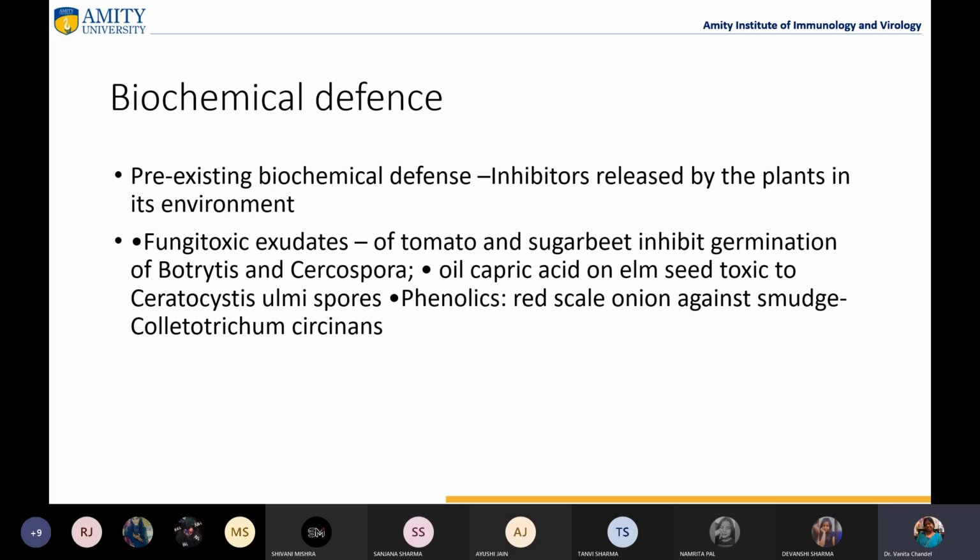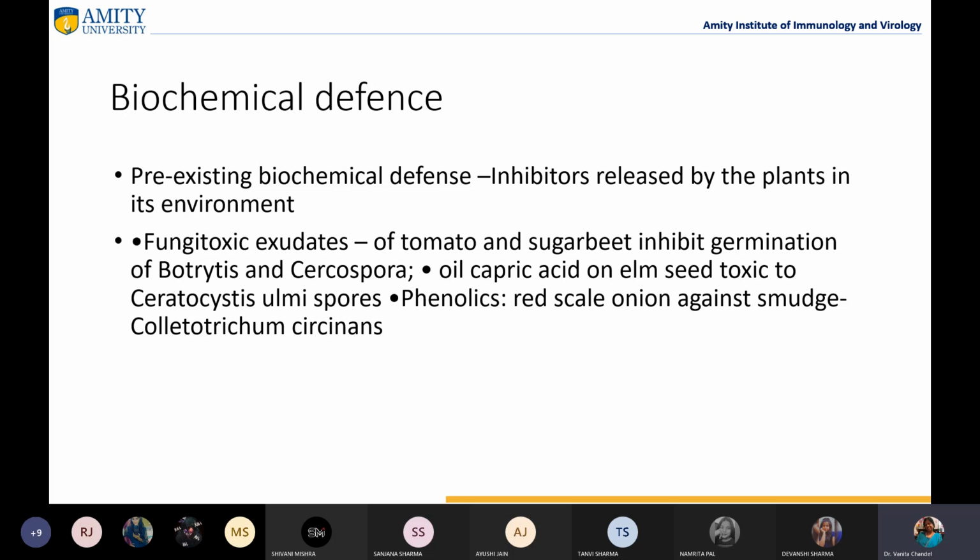Then there are biochemical defenses, right? So pre-existing biochemical defenses are basically inhibitors which are released by the plants into their environment. It could be the fungitoxic exudates of tomato and sugar beet. For example, they inhibit germination of Botrytis and Cercospora. Then oil, capric acid on elm seed, is toxic to Ceratocystis ulmi spores.